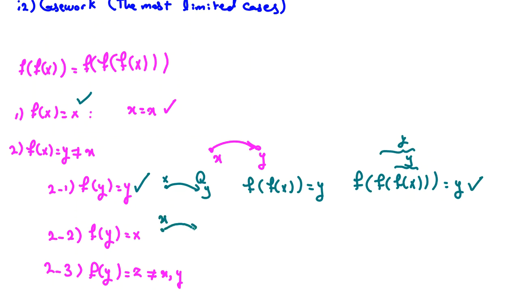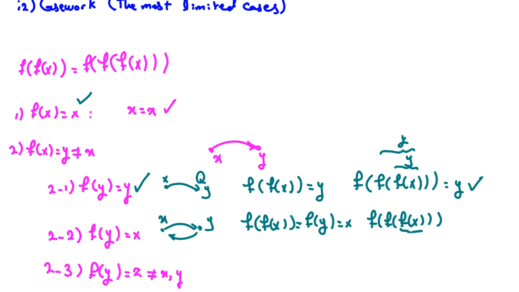In this one, x goes to y goes to x. So f of f of x is f of y, which is x. But f of x is y, and y is not equal to x, so that's a contradiction. So this case is not good.